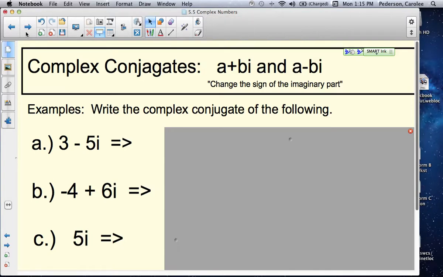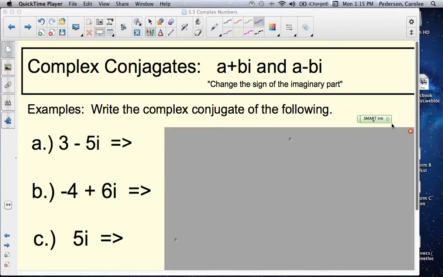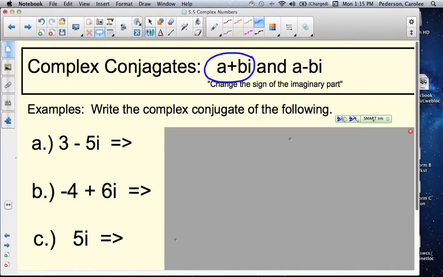All right, the next thing is called complex conjugates. When you have a complex number, you have A plus BI. Its conjugate is A minus BI. Notice the signs. This is a plus and this is a minus. So here are some examples below. I'd say probably write these down.